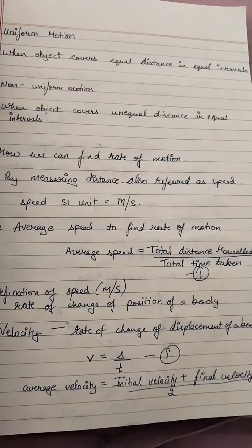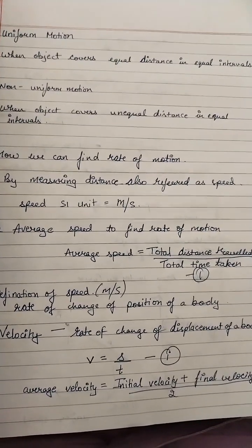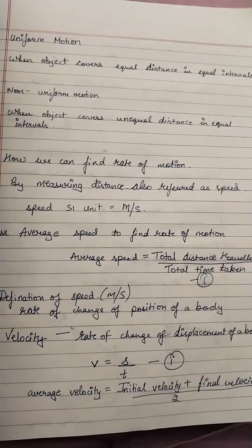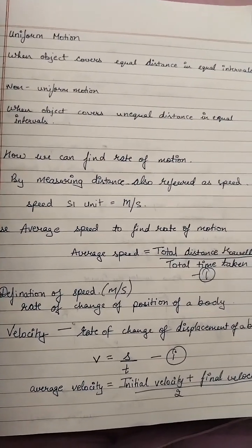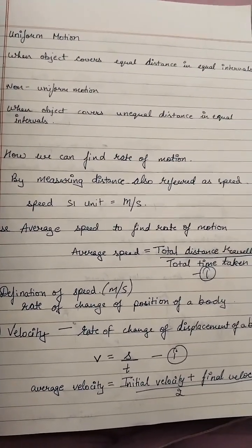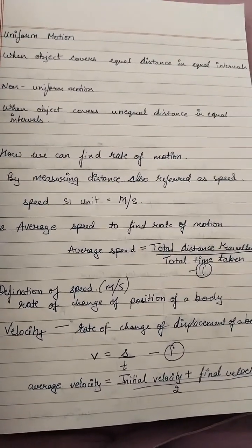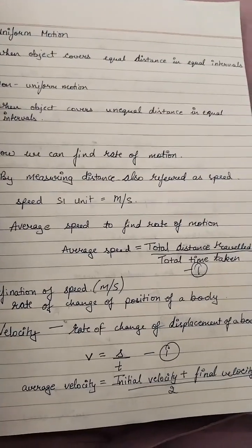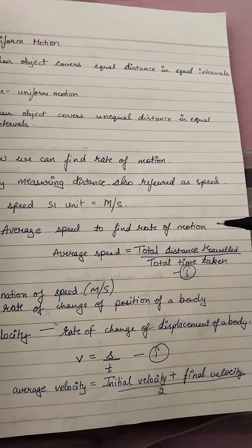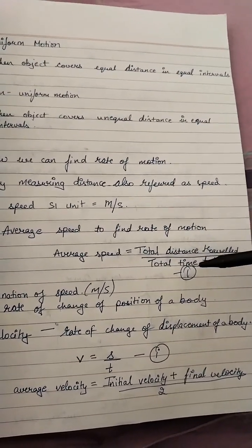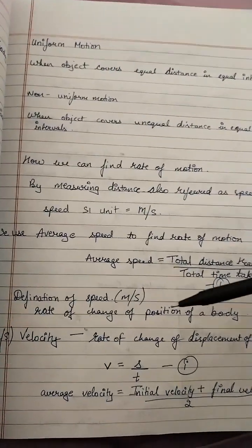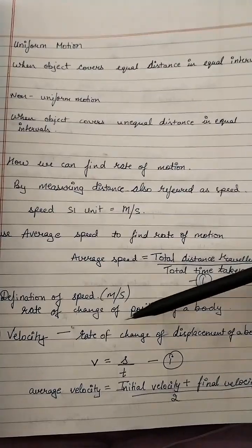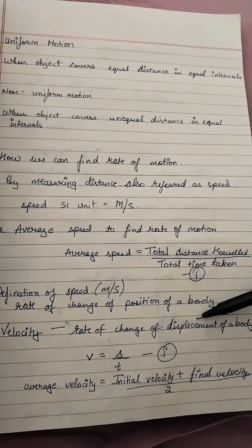Now how can we find the rate of motion? First, we can measure distance per time, also referred to as speed. The SI unit for speed is meter per second. We also use average speed to find the rate of motion because many times distances are unequal, that is, not uniform. So average speed we calculate as total distance covered over total time taken. First of all, what is the definition of speed? Rate of change of position, while velocity is rate of change of displacement.